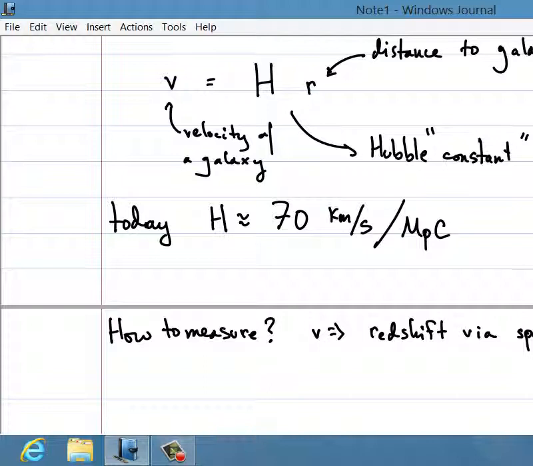So it turns out measuring the velocity at which a galaxy is receding from us is relatively easy. But actually measuring the distance is relatively hard. Because when you observe a galaxy or a star up in the sky, it's rather difficult for us to determine how far away that galaxy or star is. For all that we know, it could be a very dim star that's very close or a very bright star that's very far away.